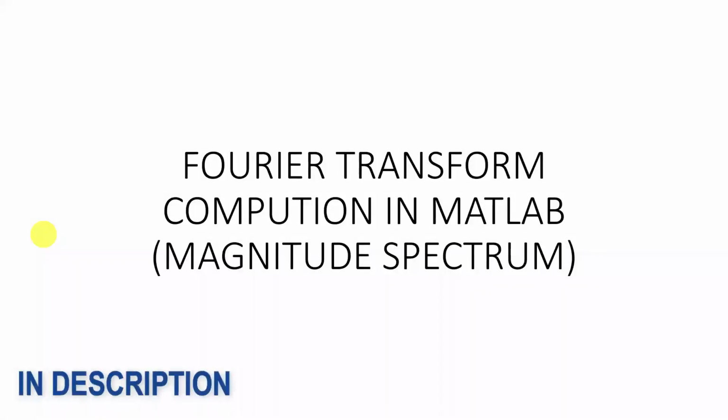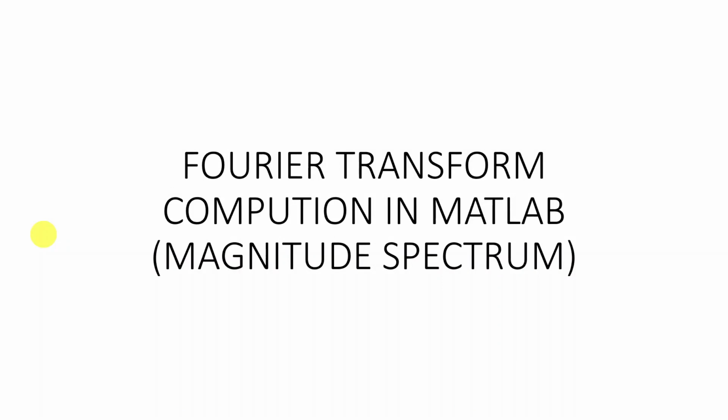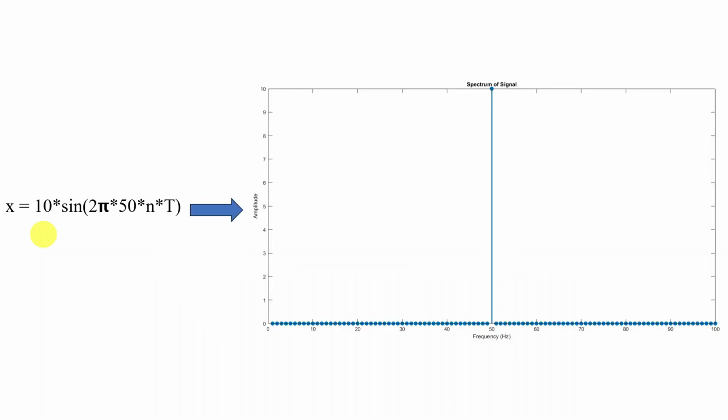Hello there. In this video, I'll try to explain how to compute the Fourier transform in MATLAB to plot the magnitude spectrum. Magnitude spectrum is a plot which displays the frequencies which are present in a time domain signal. It has frequency values on the horizontal axis and amplitude values on the vertical axis.